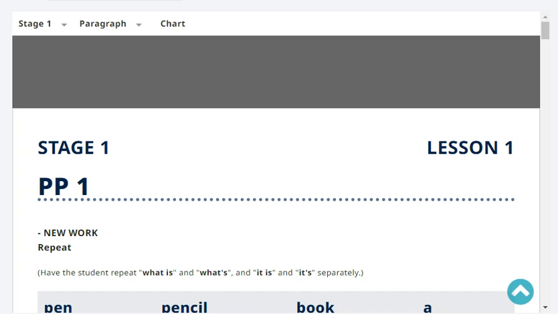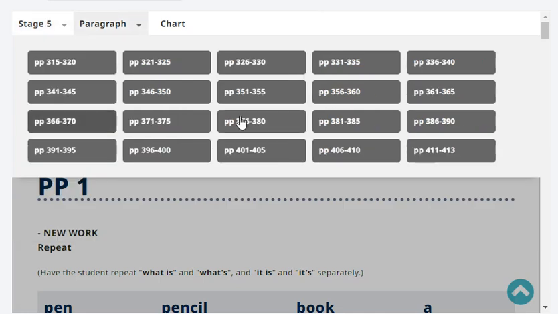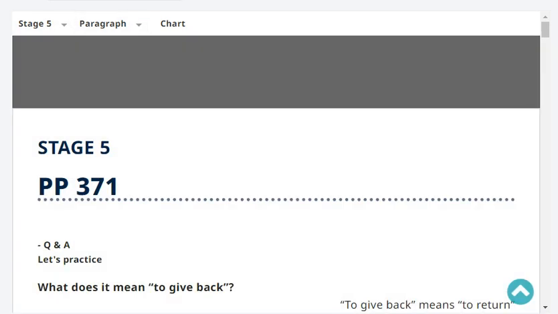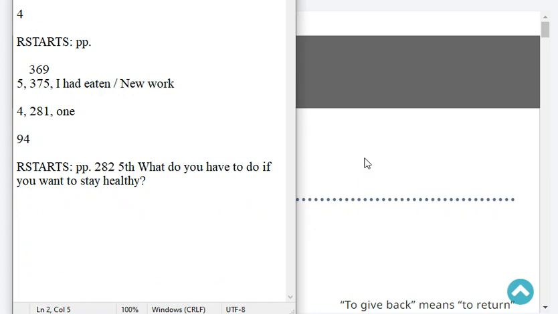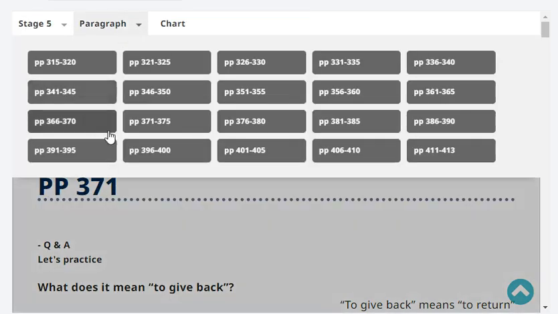Stage 5, paragraph page 375. Page 5, 375. And our last head word was "I had eaten." New work type of lesson.